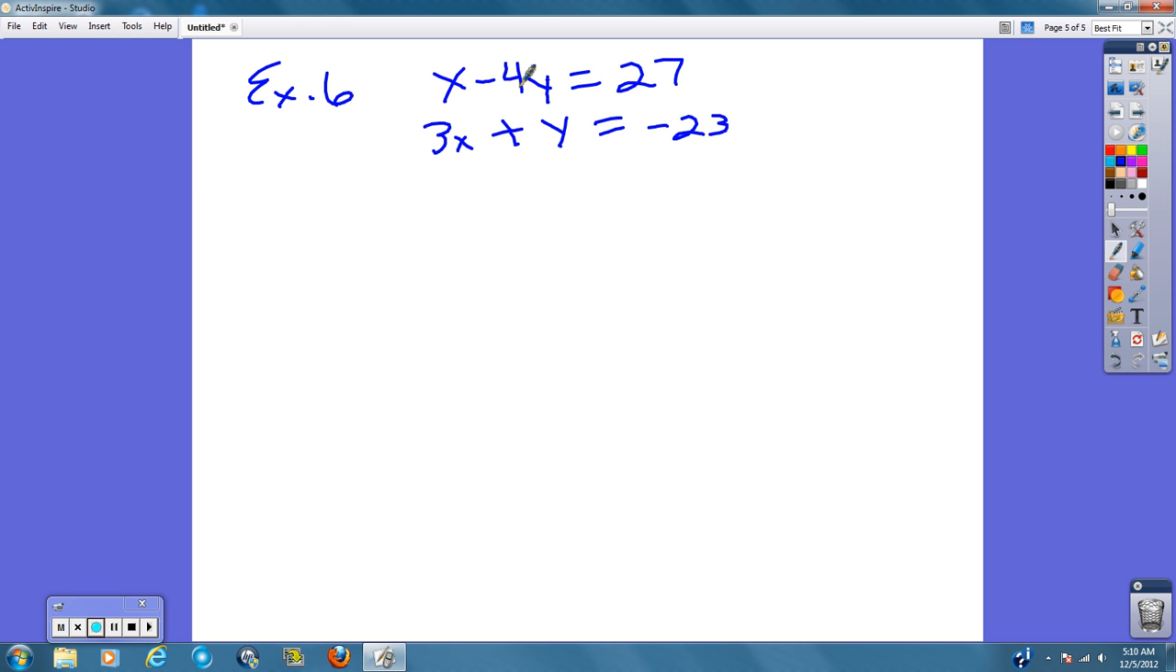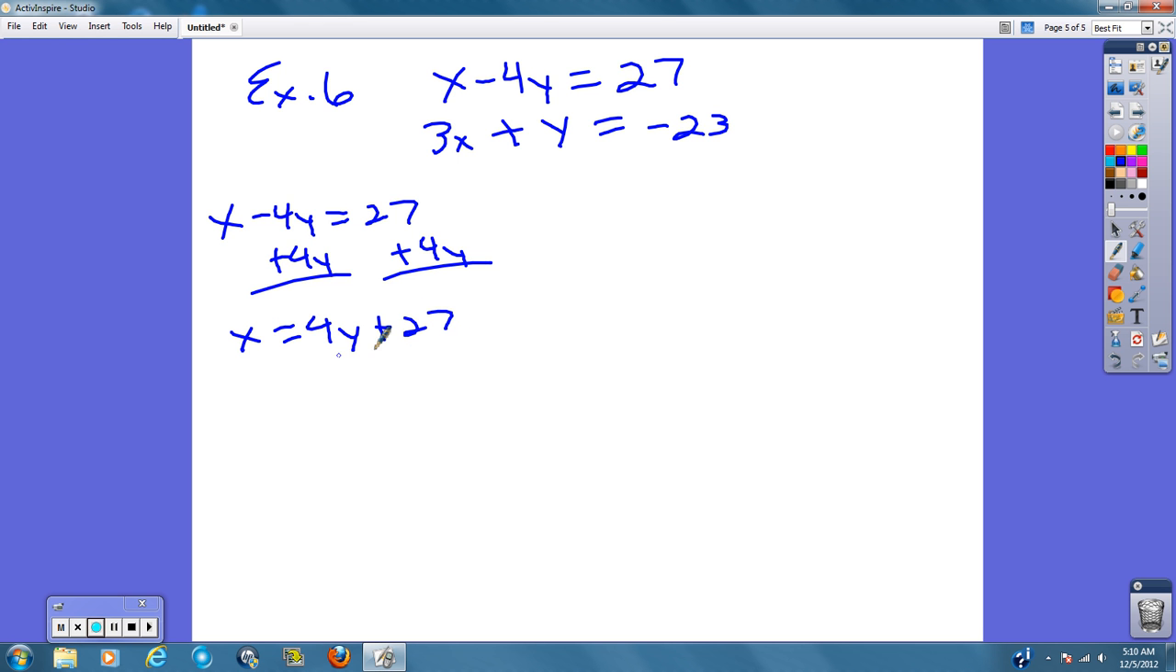So I'm going to get x by itself here. I'm going to add 4y to both sides. So when I do x minus 4y equals 27, I'm going to add 4y, and so we get x equals 4y plus 27. Now I'm going to do the same thing here. I'm going to replace x. Now notice you could have also used this equation and gotten y by itself and replaced y. So there's nothing special. Both of these had coefficients of a positive 1, which makes them real easy to do. So I'm going to say 3 times 4y plus 27 plus y equals negative 23.